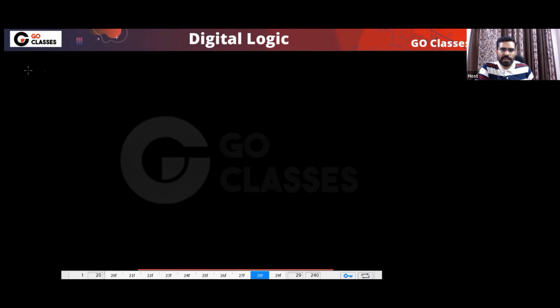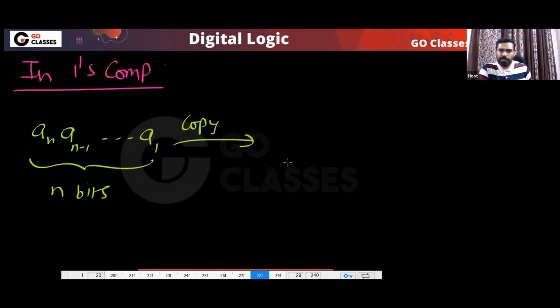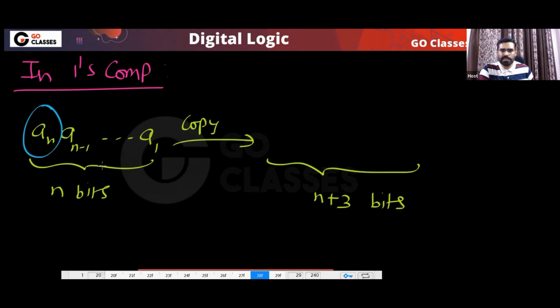Finally, this is the logic for a number in ones complement. Let's assume you have some signed data, a_n, a_n-1, down to a_1, in n bits. How will you copy this same data into n plus 3 bits? What you will do is copy this sign bit.